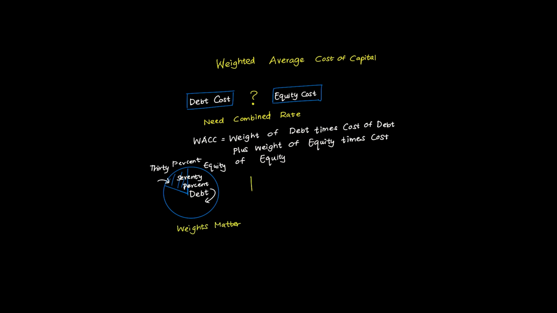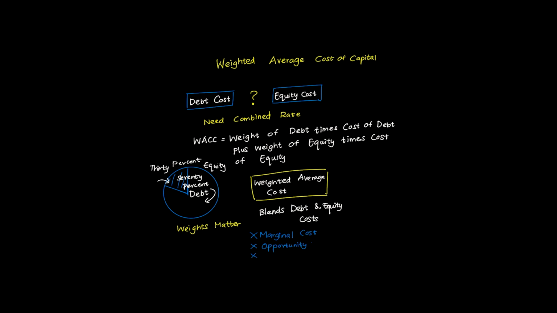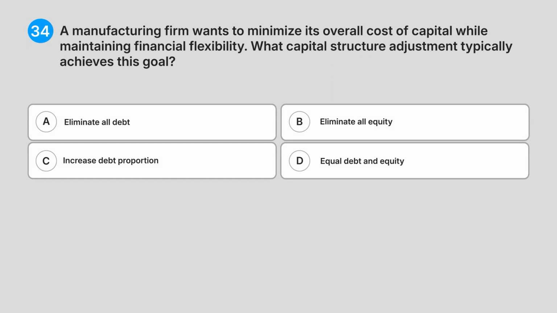This isn't marginal cost, which is about one additional unit. It's not opportunity cost, which is about foregone alternatives. And it's not sunk cost, which is about past expenditures. The weighted average cost of capital blends different financing sources according to their proportions, giving the company a single hurdle rate for investment decisions.